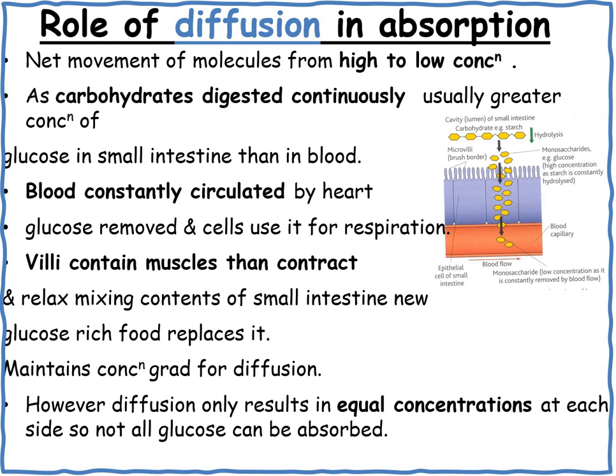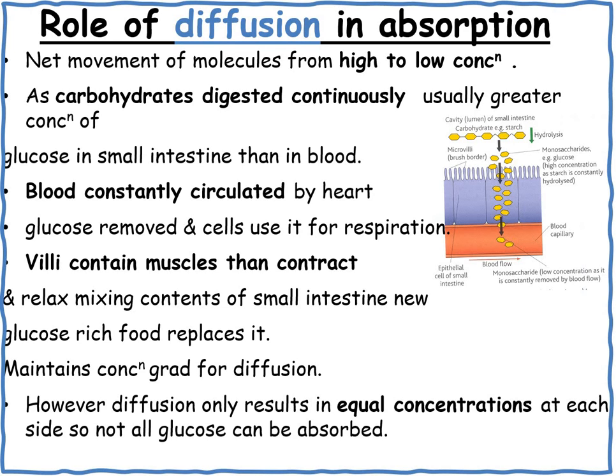Okay, we just want to look at the role of diffusion in absorption, which we've already touched upon earlier on. But the net movement of molecules from high to low concentration, that's what diffusion is. And as carbohydrates are digested continuously, there's usually a greater concentration of glucose in the small intestine than in the blood.